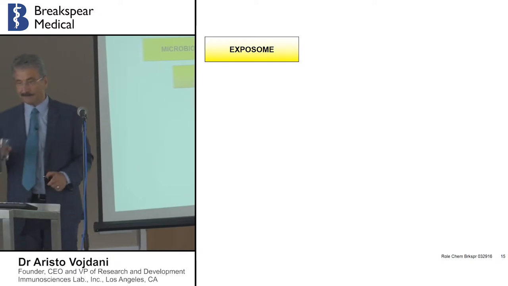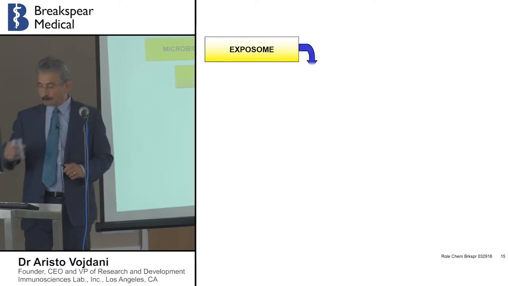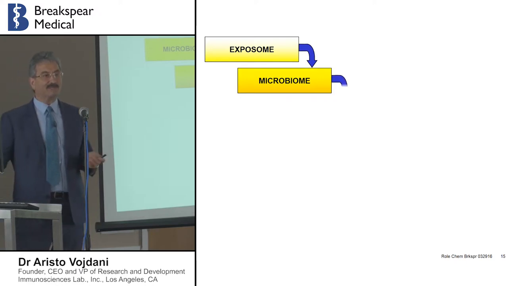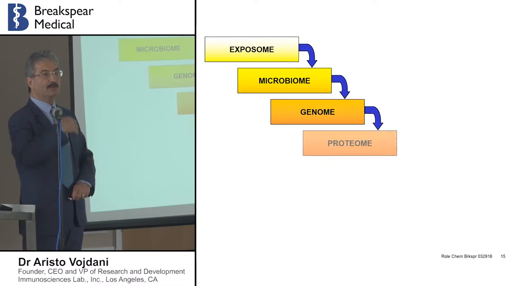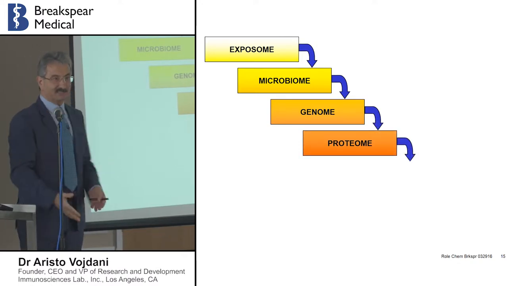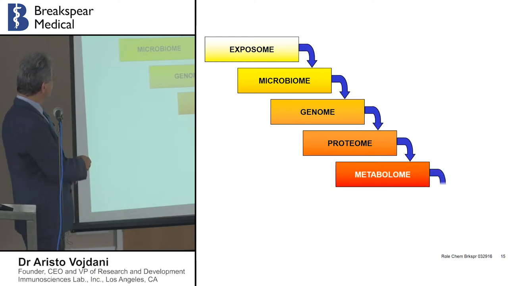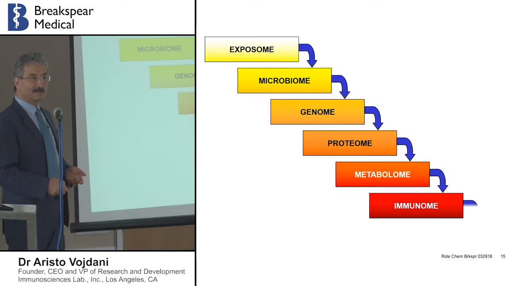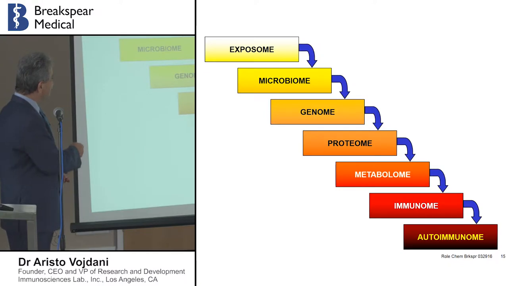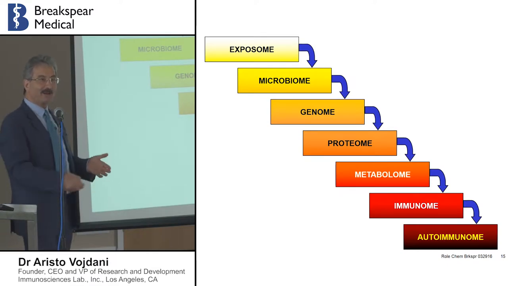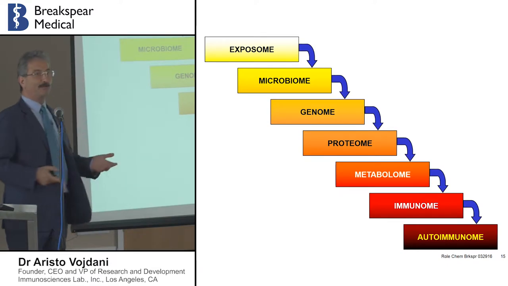So this is another way of looking at the same thing, about the role of environmental triggers, in this particular case the exposomes, what we are exposed to on a daily basis. So the exposomes can affect our microbiomes. The microbiome can affect our genome. The exposome can affect our proteomes. The exposome can affect our metabolome and immunome. And if we don't do anything about that, the end result could be autoimmunome.